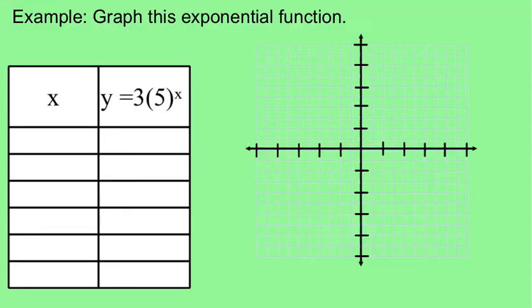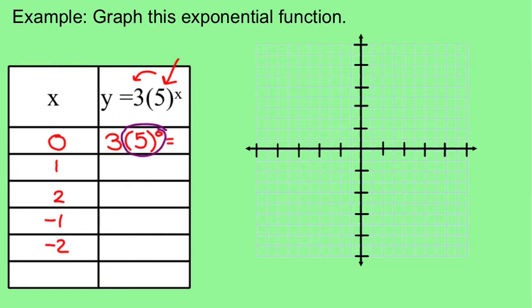All right, our last example in this video is the function 3 times the quantity of 5 raised to the x power. Again, you need to do this piece first and then go back and multiply it to 3. So let's choose the same numbers as the last example, 0, 1, 2, and then negative 1, negative 2. Pause if you need to. 3, and then 5 raised to the 0. We take care of this piece first. 5 to the 0 is 1, and then 3 times 1 is 3.